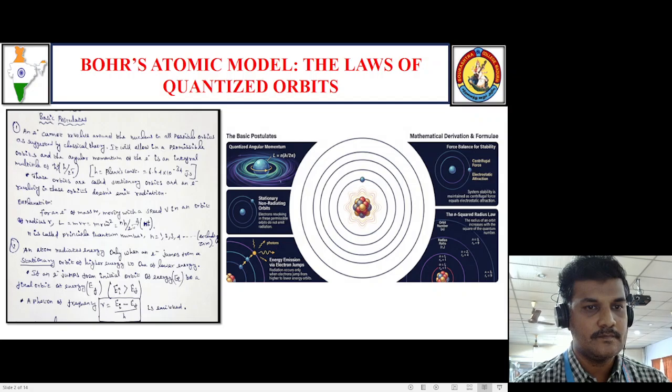So here the quantized angular momentum is L equal to n h cross. n is the principal quantum number, and he suggested that in a stationary orbit the electron won't eject any radiation of photons. When the electron comes from a higher orbital into a lower orbital, only then does it eject photons.